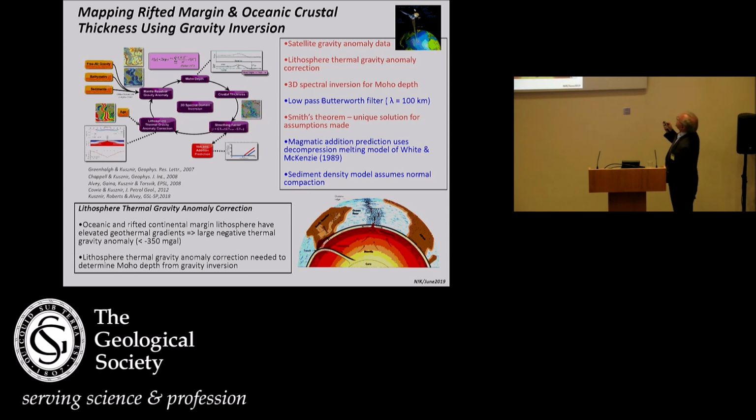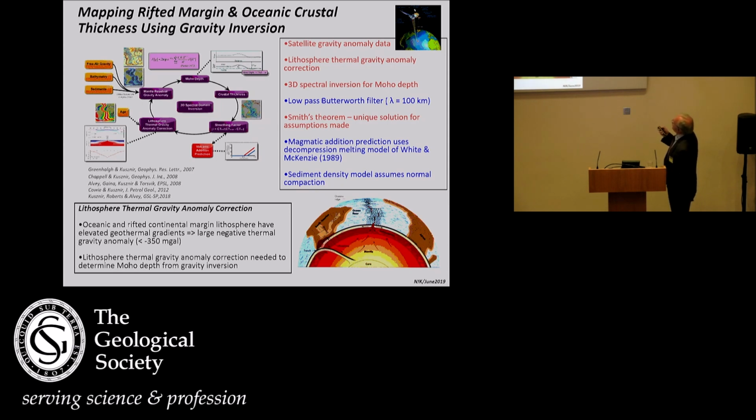Well, first is the quality and availability of satellite-derived gravity anomaly data, which is very, very good, particularly over the oceans. It uses radar altimetry to get a very good satellite-derived gravity anomaly field at the longer wavelengths, 50 kilometers or more, that we need. The important bits of the technique are listed here.